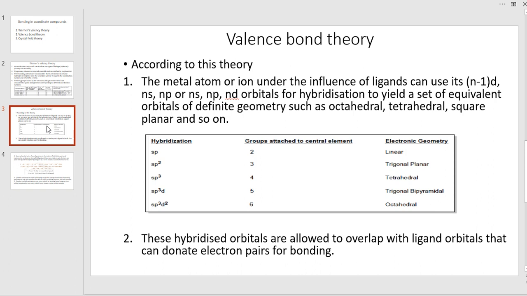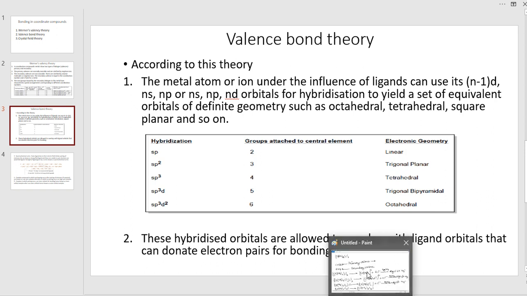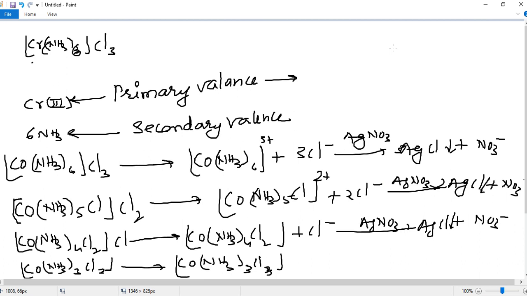One more is possible, that is dsp2, for which the geometry will be square planar, like sp3. The coordination number will be 4 for that hybridization also. For dsp2, the coordination number will be 4, and the geometry is square planar. Geometry will be square planar.